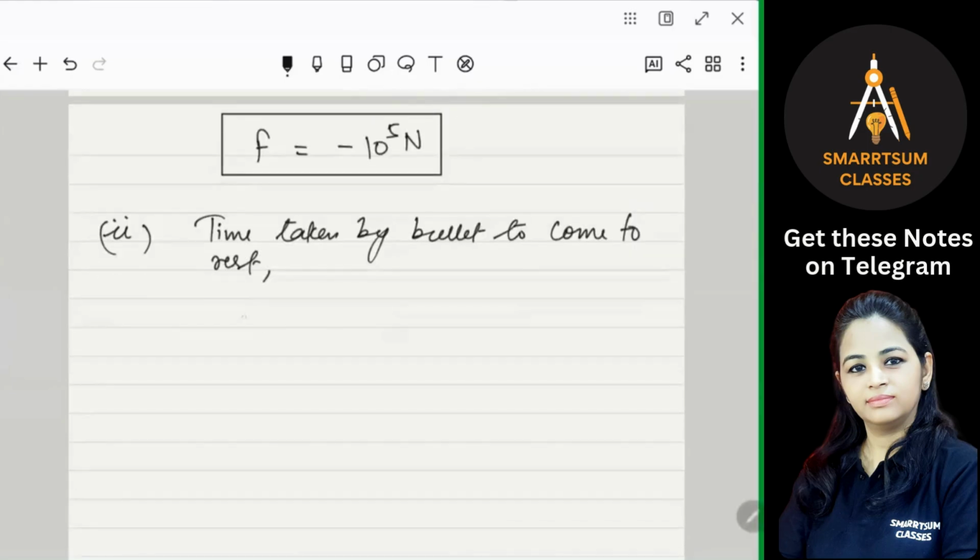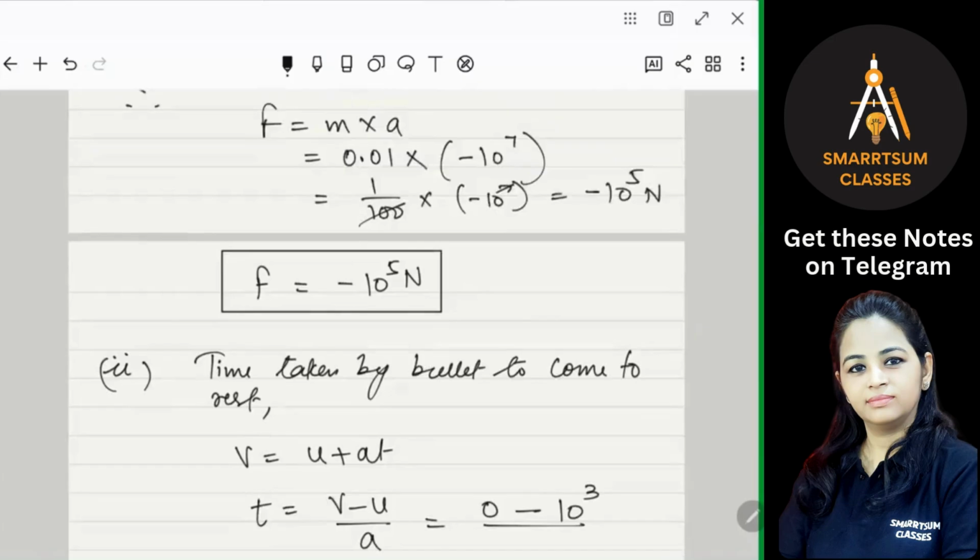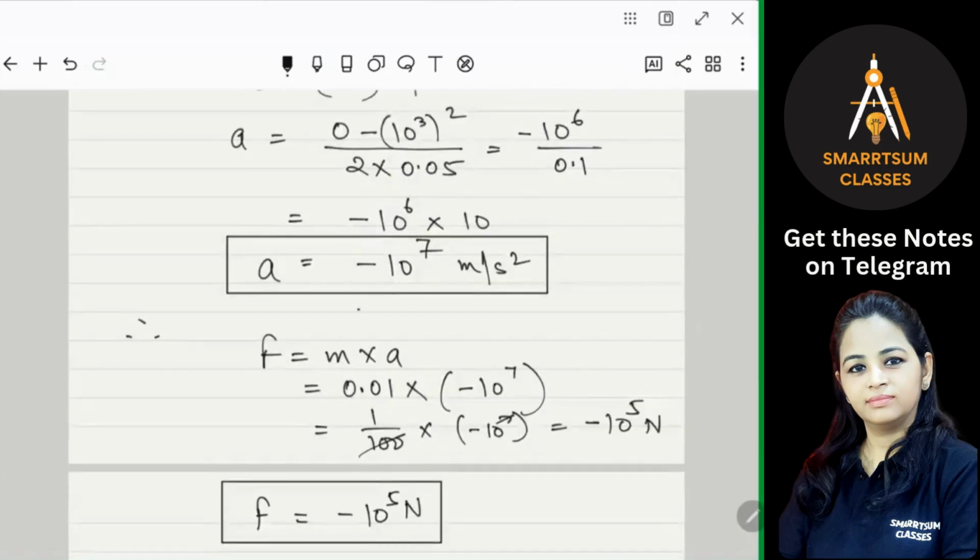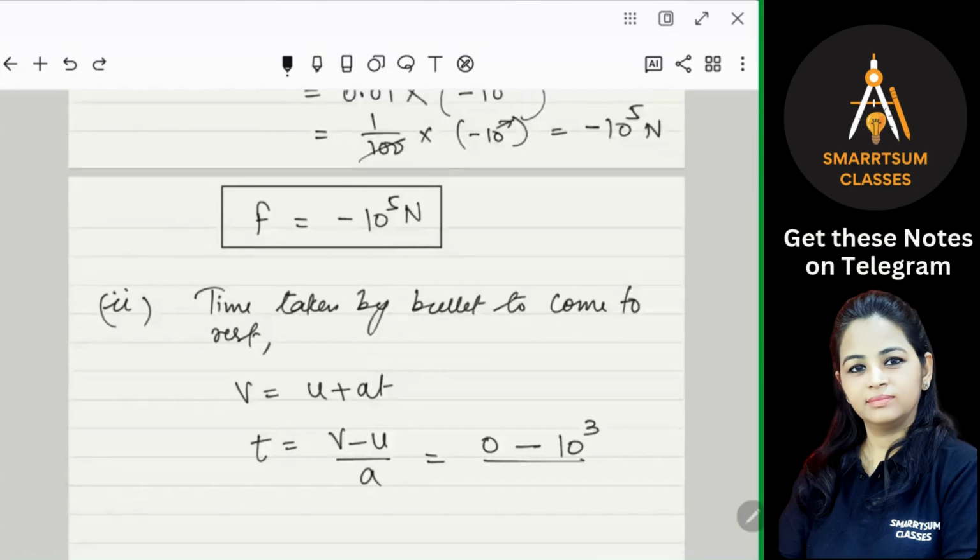Now we know that, again, the first equation of motion: v is equal to u plus at. Okay. Now acceleration you know, u you know, v you know, t you can easily find out. Are you getting my point? Right? So acceleration will be v minus u upon t. Final velocity is 0, initial velocity is 10 to the power 3. It is already given in the question. And acceleration, oh sorry, time. This is a and this is t. And acceleration we have already found out here, that is minus 10 to the power 7 meter per second square. So write it here.